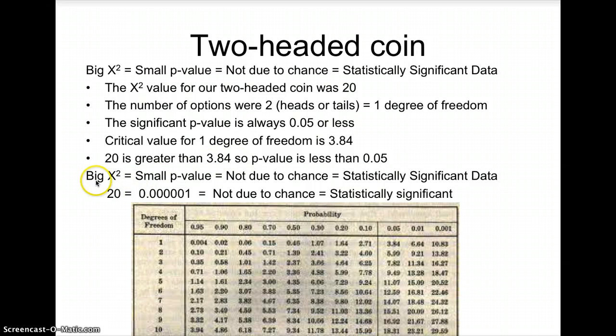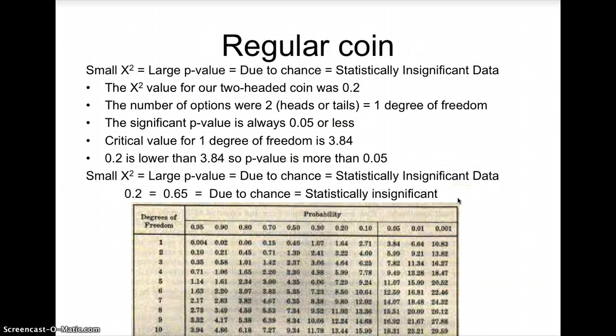So the relationship is a big chi-squared value means a small probability value that the null hypothesis is true, which means it's not due to chance and you have statistically significant data. So in the two-headed coin, the chi-squared value is 20. That gives you a very small probability that it's due to chance, which allows you to say it's not due to chance and is statistically significant.